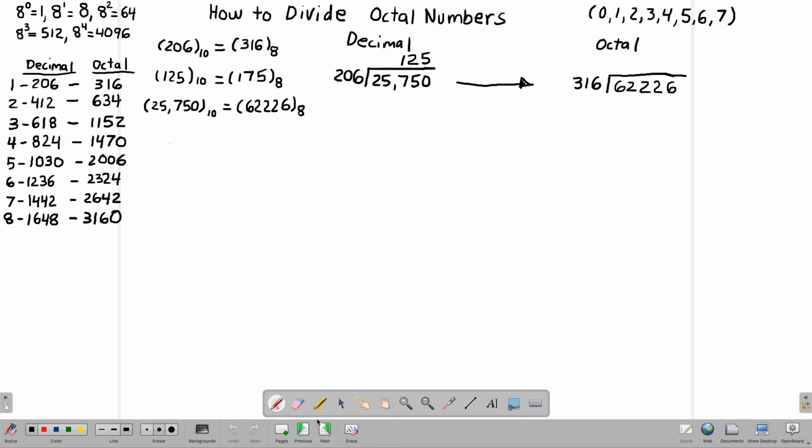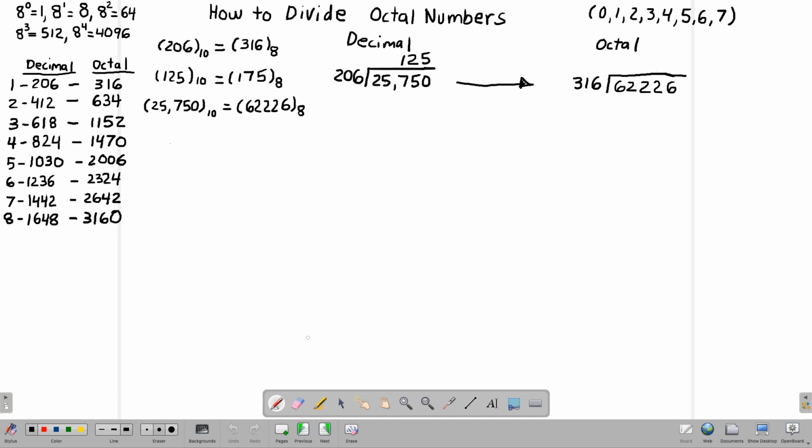Okay, we're going to divide octal numbers. For this example, we're going to divide in decimal format. 206 is going to divide into 25,750. Our expected quotient would be 125.